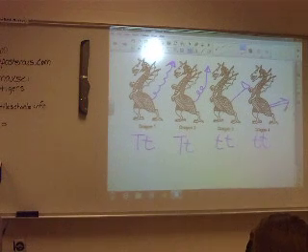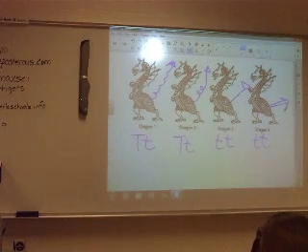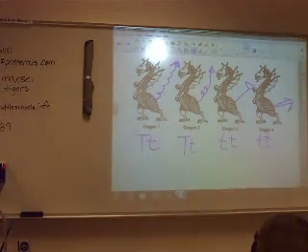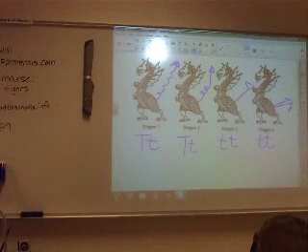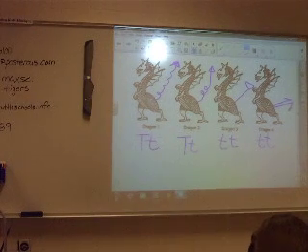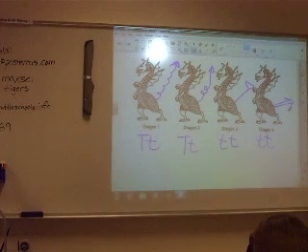Number 3, which baby dragon or dragons are hybrids for the curly tail? Katie? Dragon 1 and 2. And are there any baby dragons pure for the curly tail? No.